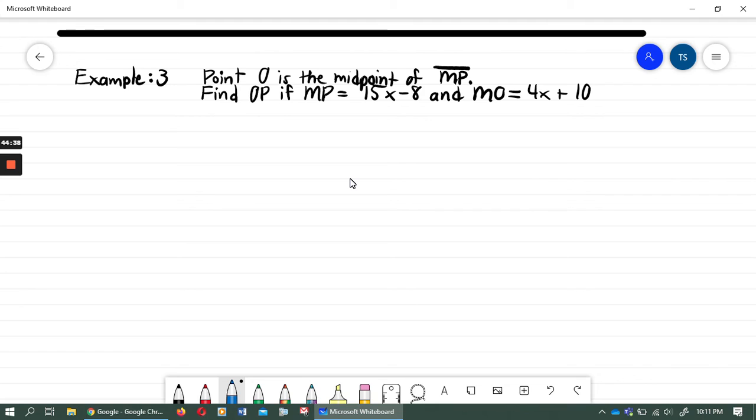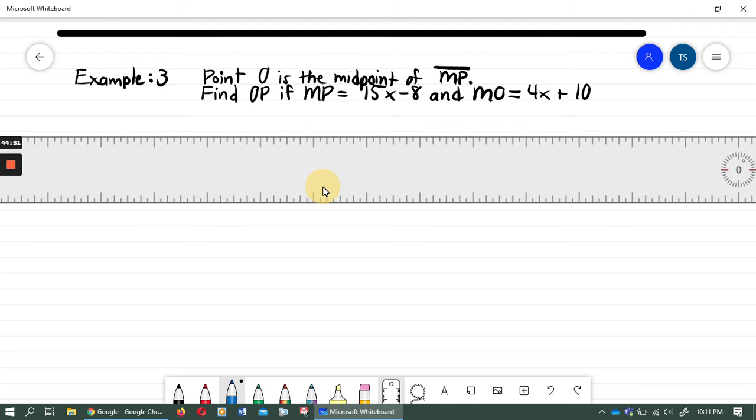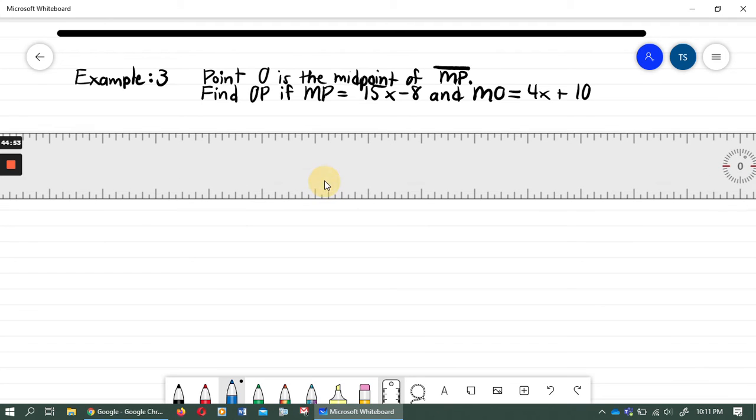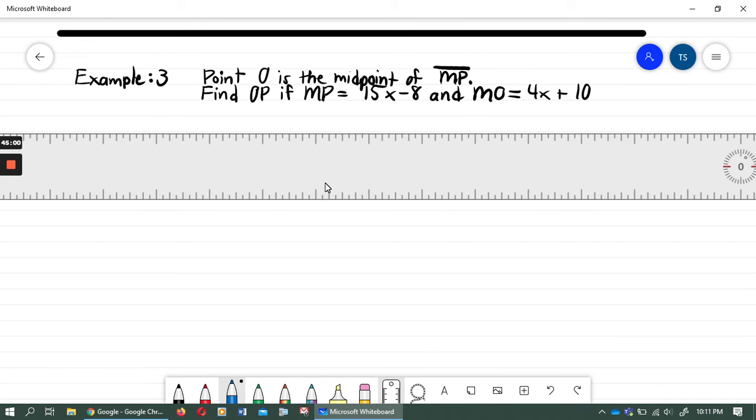Example 3. You got a point O, and they're telling you the point O is a midpoint of segment MP. Again, folks, some of you might be able to just look at it like that and automatically know how it looks. I happen to be a visual person. I find it easier to do it when I'm looking at a diagram myself.